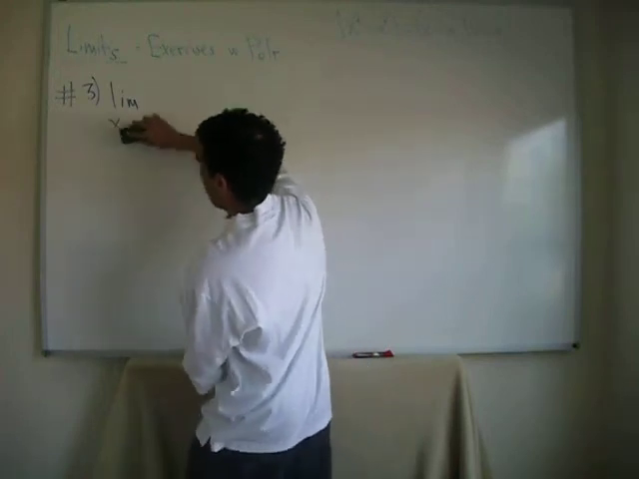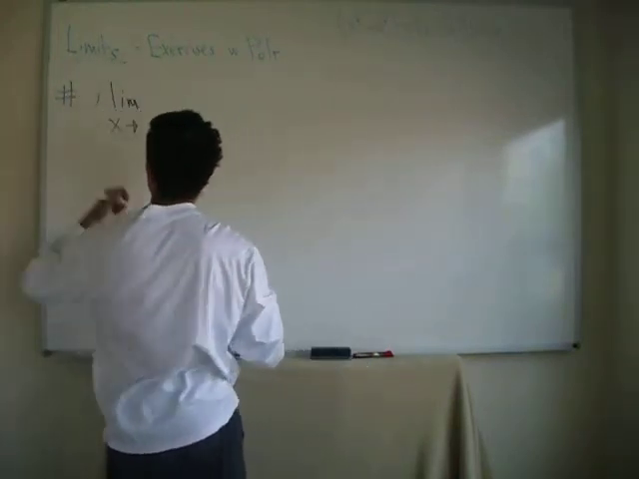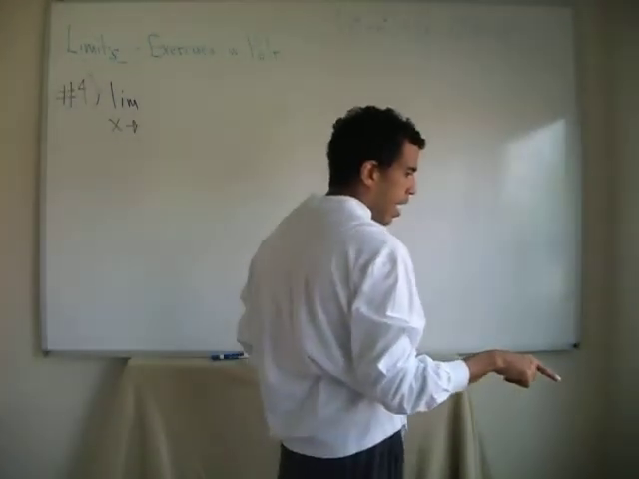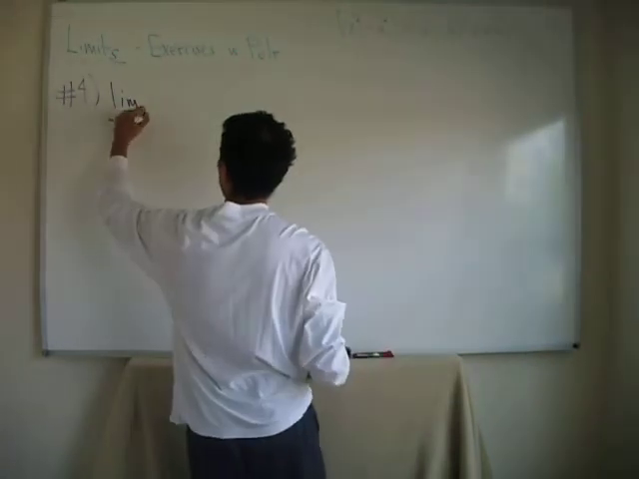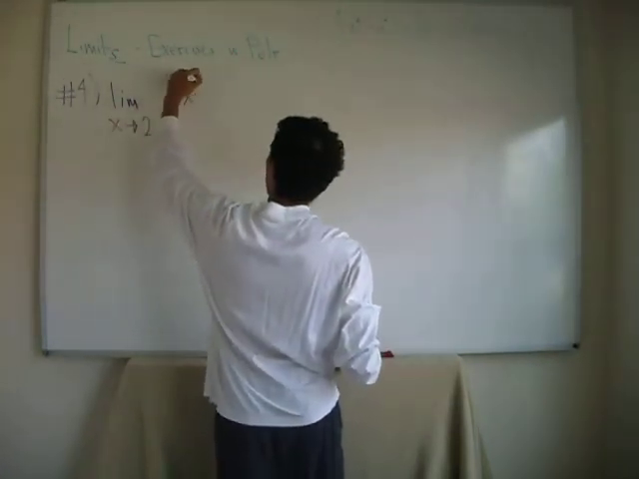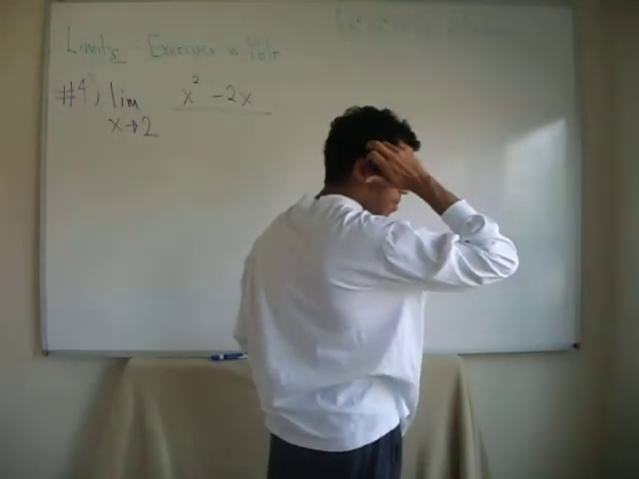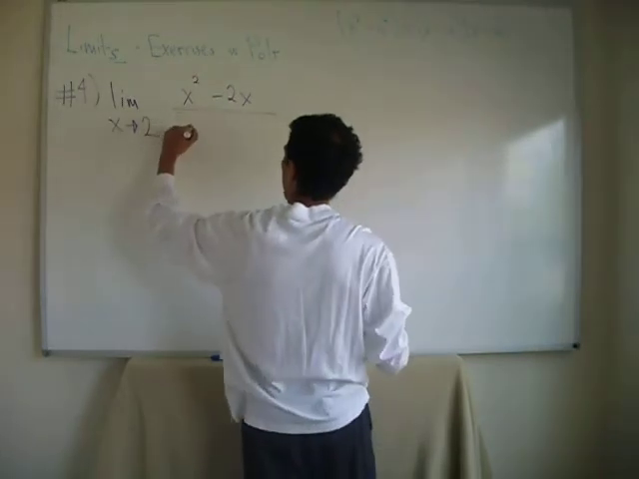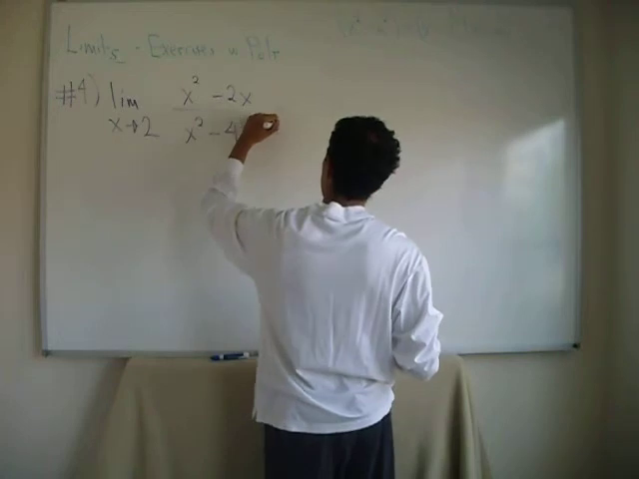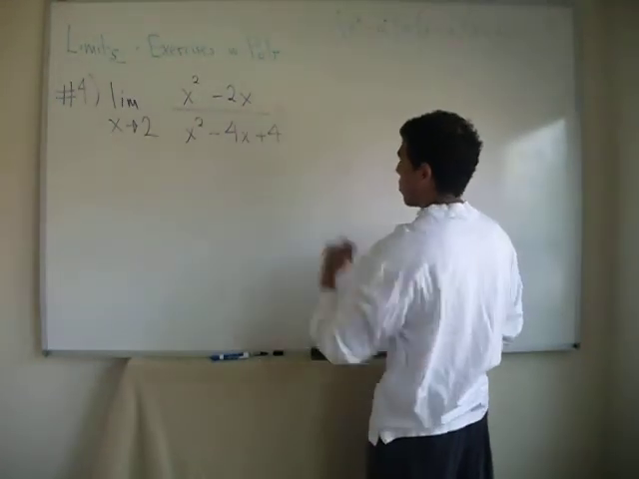So our fourth example. According to my notes, I have the limit as x tends to 2 of x squared minus 2x over x squared minus 4x plus 4. Plus or minus? Plus.